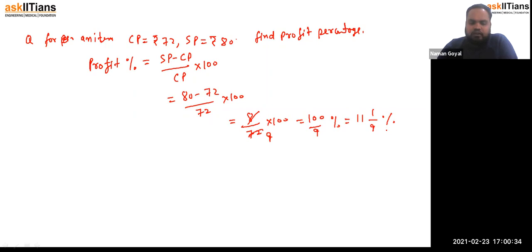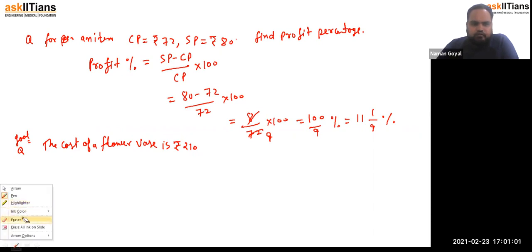Okay. Now the next question is: write down the question. The cost of a flower vase is rupees 210, not 210, we can take it as 120. Okay, 120.